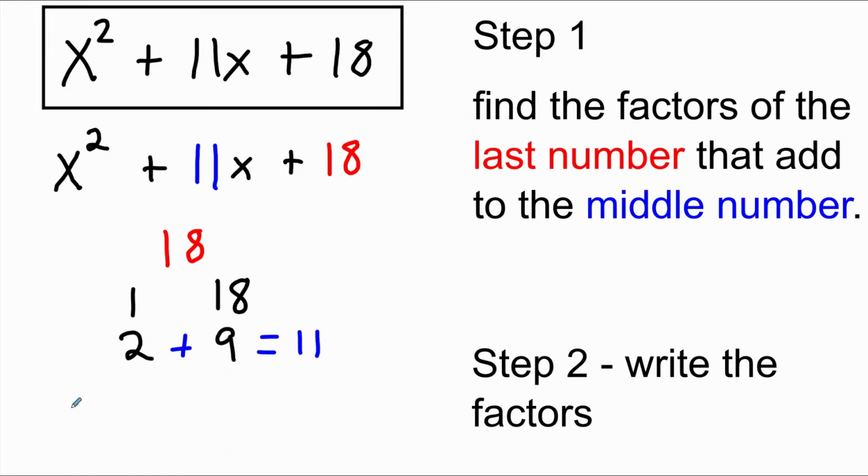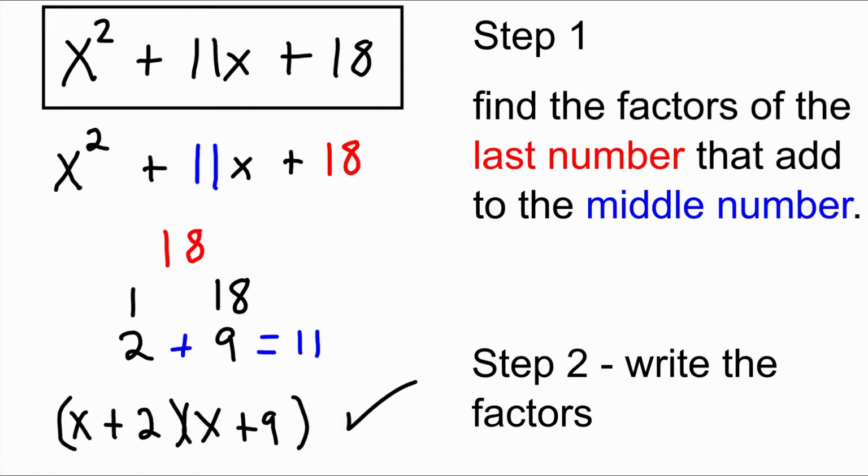Write the factors. So we're going to draw parentheses, make sure the parentheses are touching because that means multiplication. Draw an X in the first spot, and then our two numbers are 2 and 9. We are going to just plop those in there. Plus 2, plus 9, and you're done. All right, let's move on to the next one.